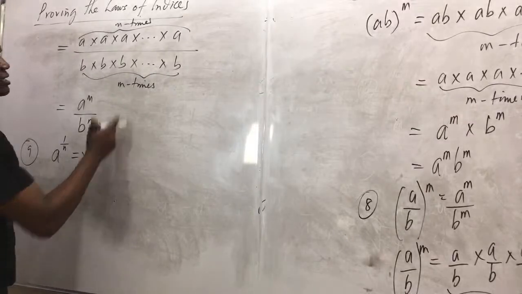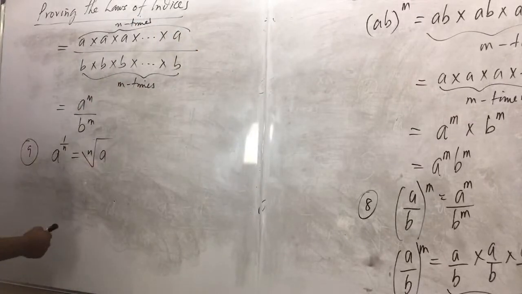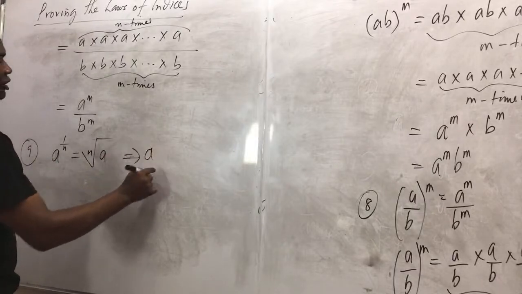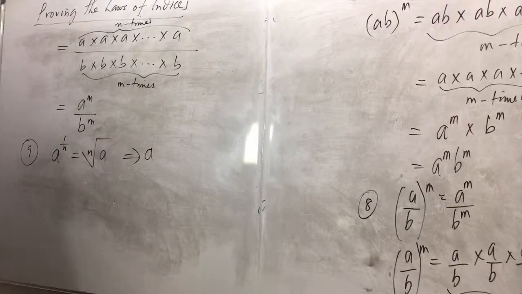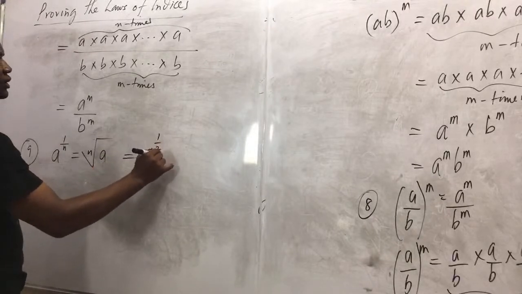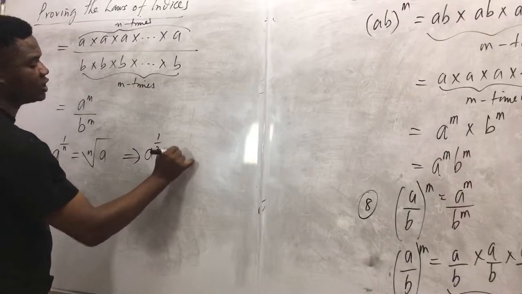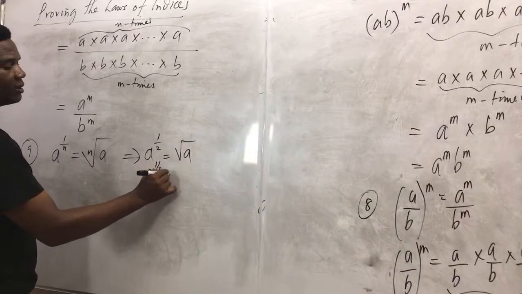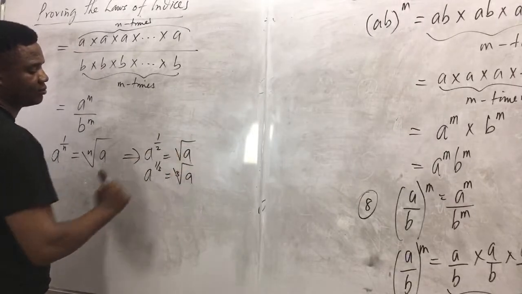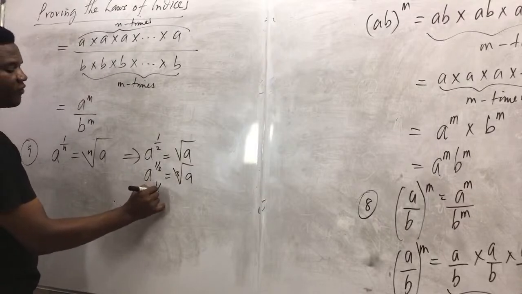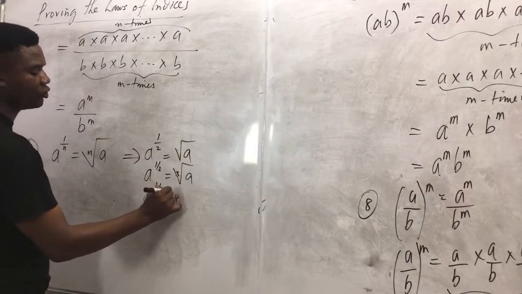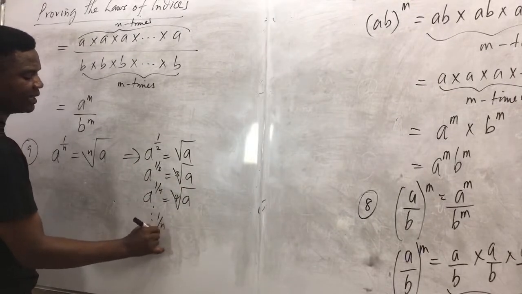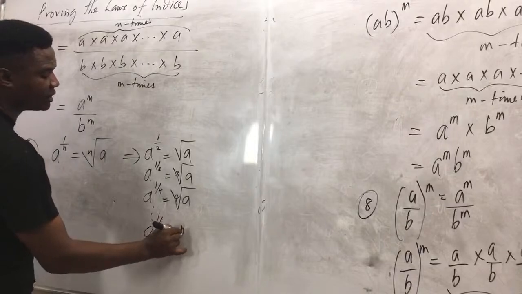Okay? So it's not like the proofs we've done previously. All you have to do is just infer using induction. A raised to power 1 over 2 can be written as the square root of A. A raised to power 1 over 3 can be written as the cube root of A. A raised to power 1 over 4 can be written as the fourth root of A. And it goes on, we can infer that A raised to power 1 over n can be written as the nth root of A.